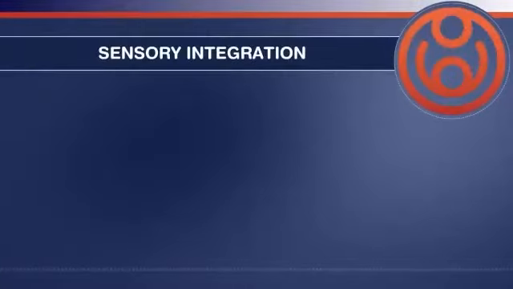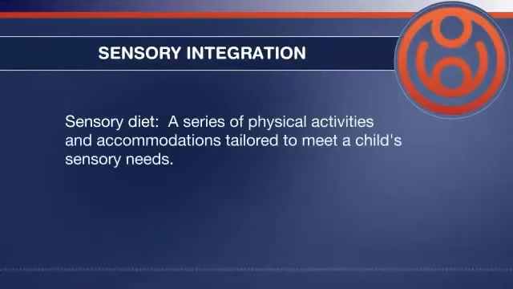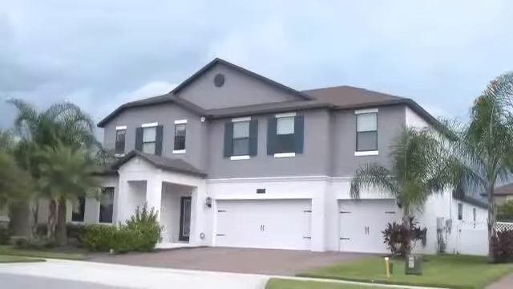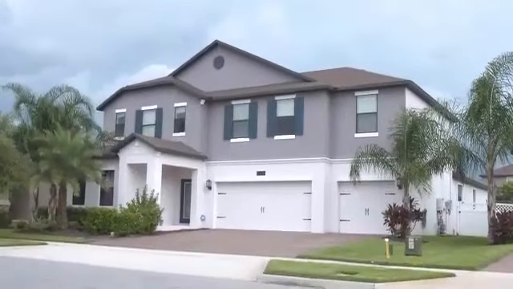To maximize a child's success, parents can introduce what is known as a sensory diet, the activities and adaptations that provide children with the sensory input they need and mitigate the effects of the sensory input that distracts or overwhelms them. A sensory diet is often created in partnership with an occupational therapist based on sensory integration theory. Tim and Terry DeMarco are the parents of 5 adopted children.